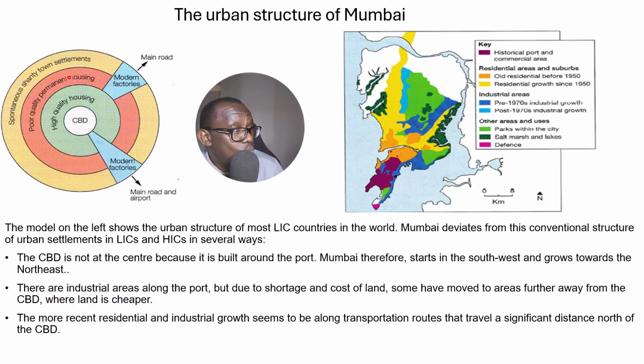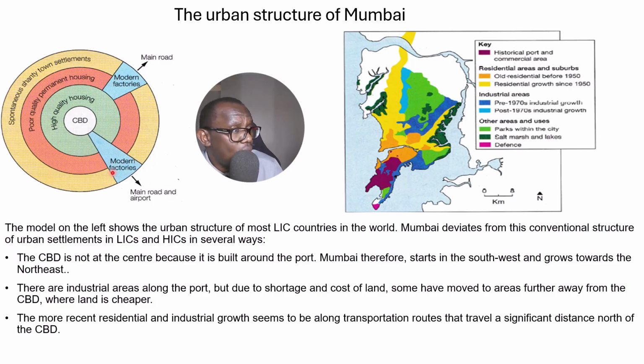Then after that, we have poor quality permanent housing, which is also slightly different to the urban models in HICs. And then out here we have the spontaneous shanty town settlements right on the edge of the city, where the land is fairly cheap and nobody's really using it, and therefore the squatters tend to build their shanties in that particular section of the city.